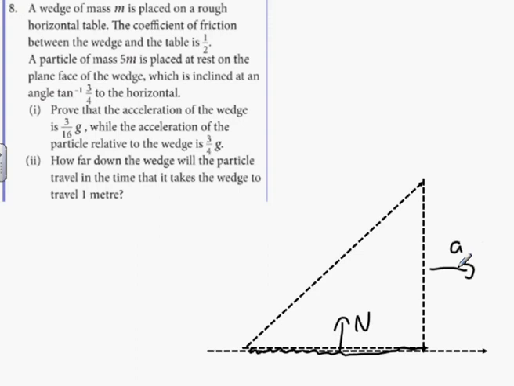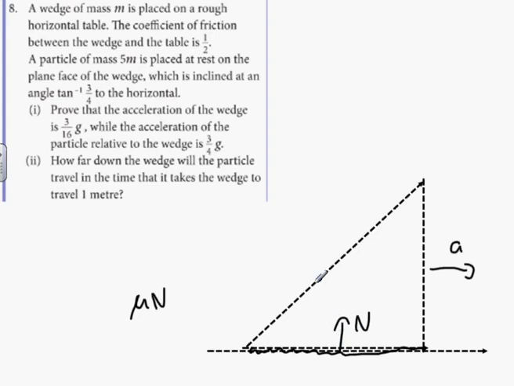Now, what does that mean is opposing the motion then? What's opposing the motion? Friction, which is going to be mu times n. Mu times n being the reaction force. So this n, finding out what n is going to be very important later on in the question.